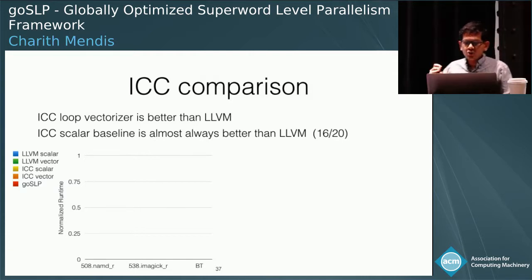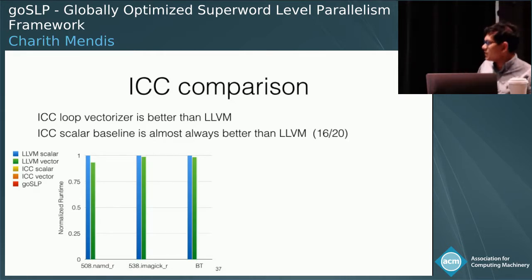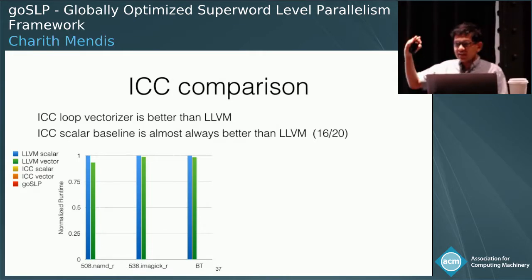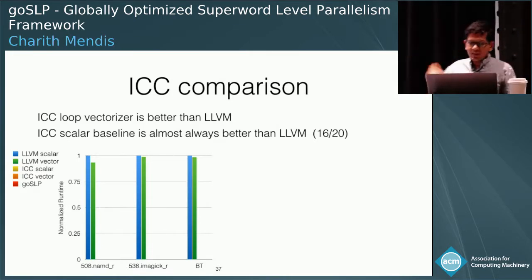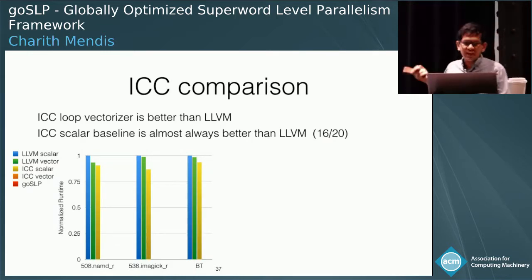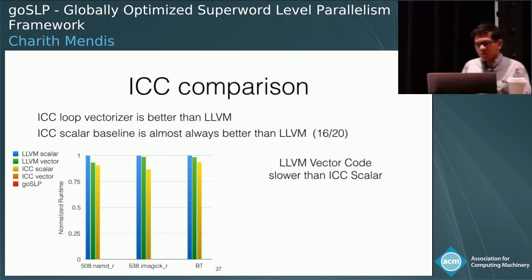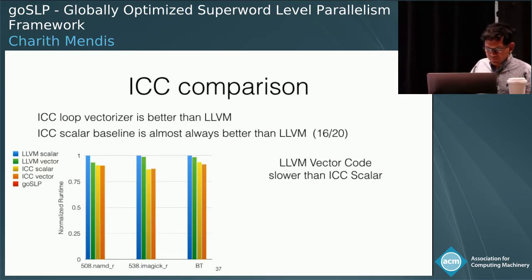And to show the power of goSLP, I'll go into three benchmarks. Here I'll show you runtimes normalized to the LLVM scalar code. Once we turn on LLVM's vectorizer, you get some runtime benefit out of it. Note that here lower is better because we are showing runtimes. But the interesting fact is ICC scalar code is already better than LLVM's vectorized code. So we are at a disadvantage if we want to do a comparison.